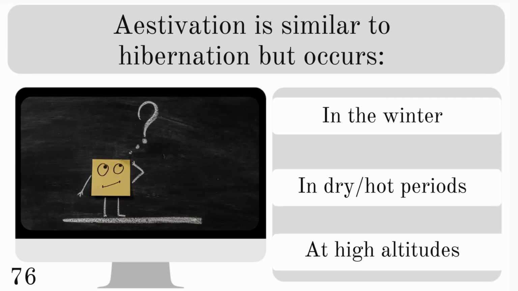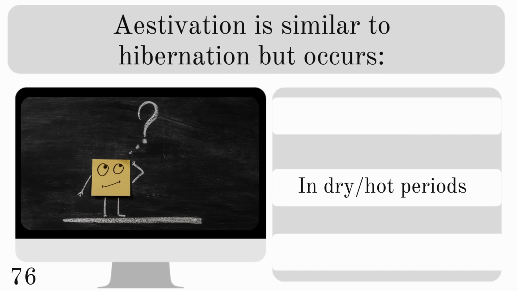Estivation is similar to hibernation, but occurs in the winter, in dry hot periods, or at high altitudes? And the correct answer, in dry hot periods.